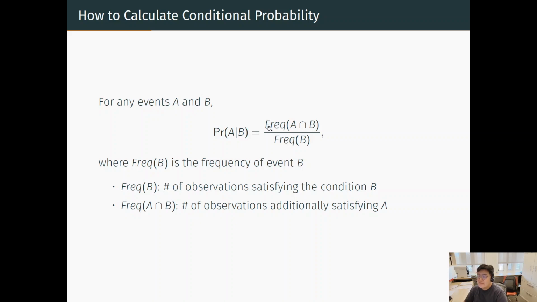So in the numerator, we use A and B at the same time. Okay, so out of the data observations where B already happened, how many times A additionally happened, right? That's the numerator. This is conditional probability.